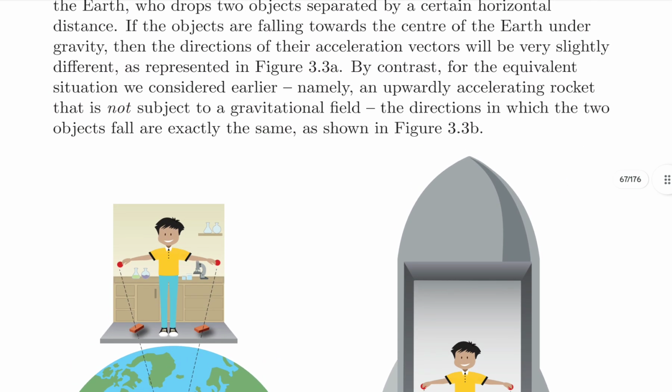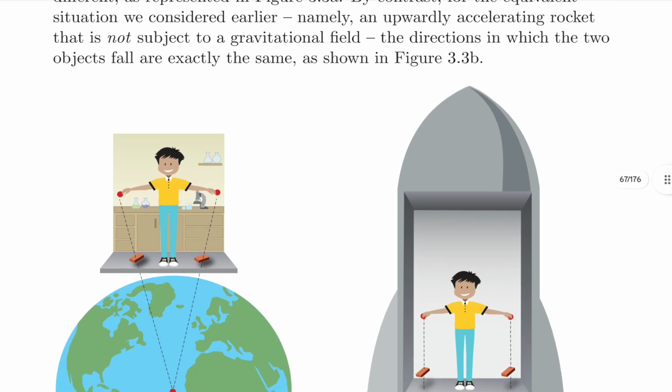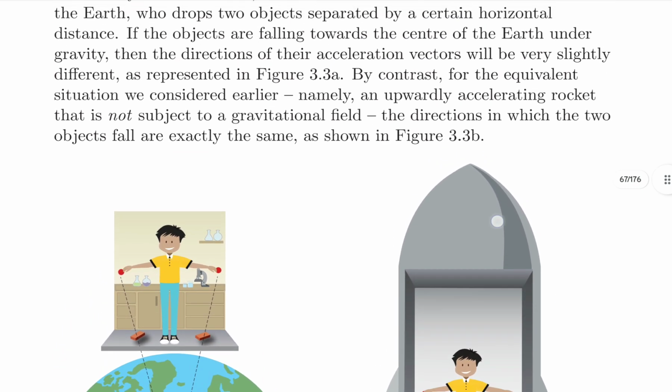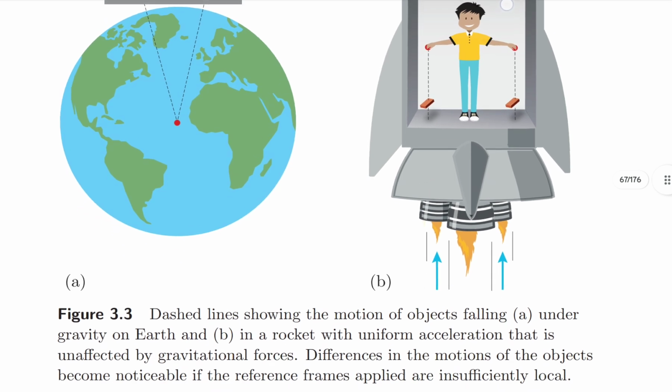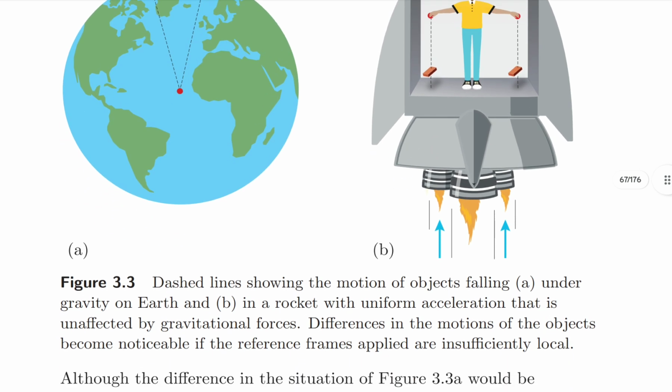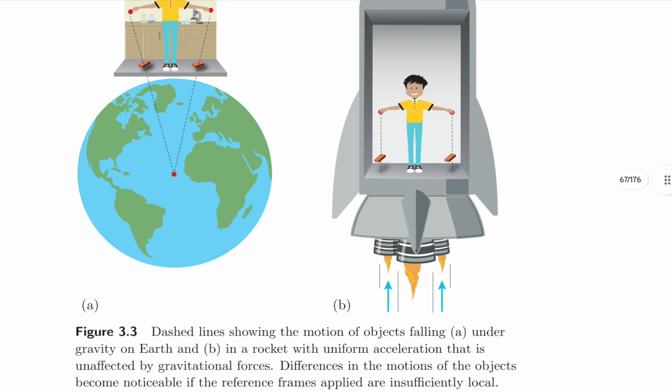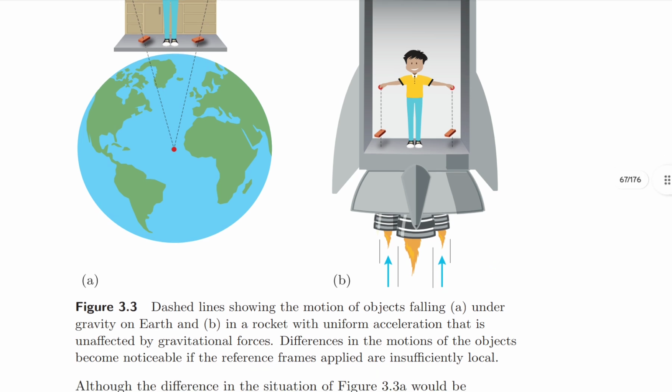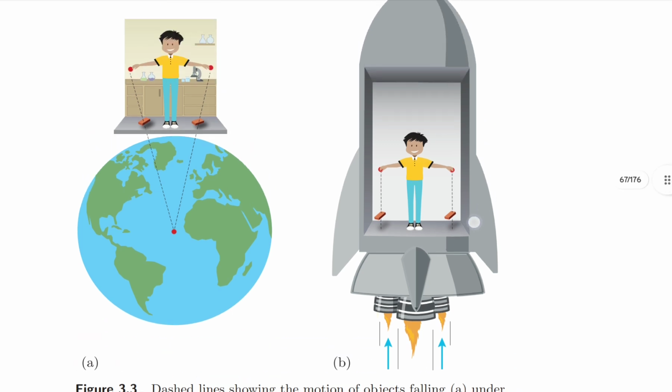By contrast, for the equivalent situation we considered earlier, namely an upward accelerating rocket that is not subject to a gravitational field, the directions in which the two objects fall are exactly the same, as shown in figure 3.3b. Dashed lines show the motion of the objects falling under gravity on Earth and in a rocket with uniform acceleration that is unaffected by gravitational forces. Differences in the motion of the objects become noticeable if the reference frames applied are insufficiently local.